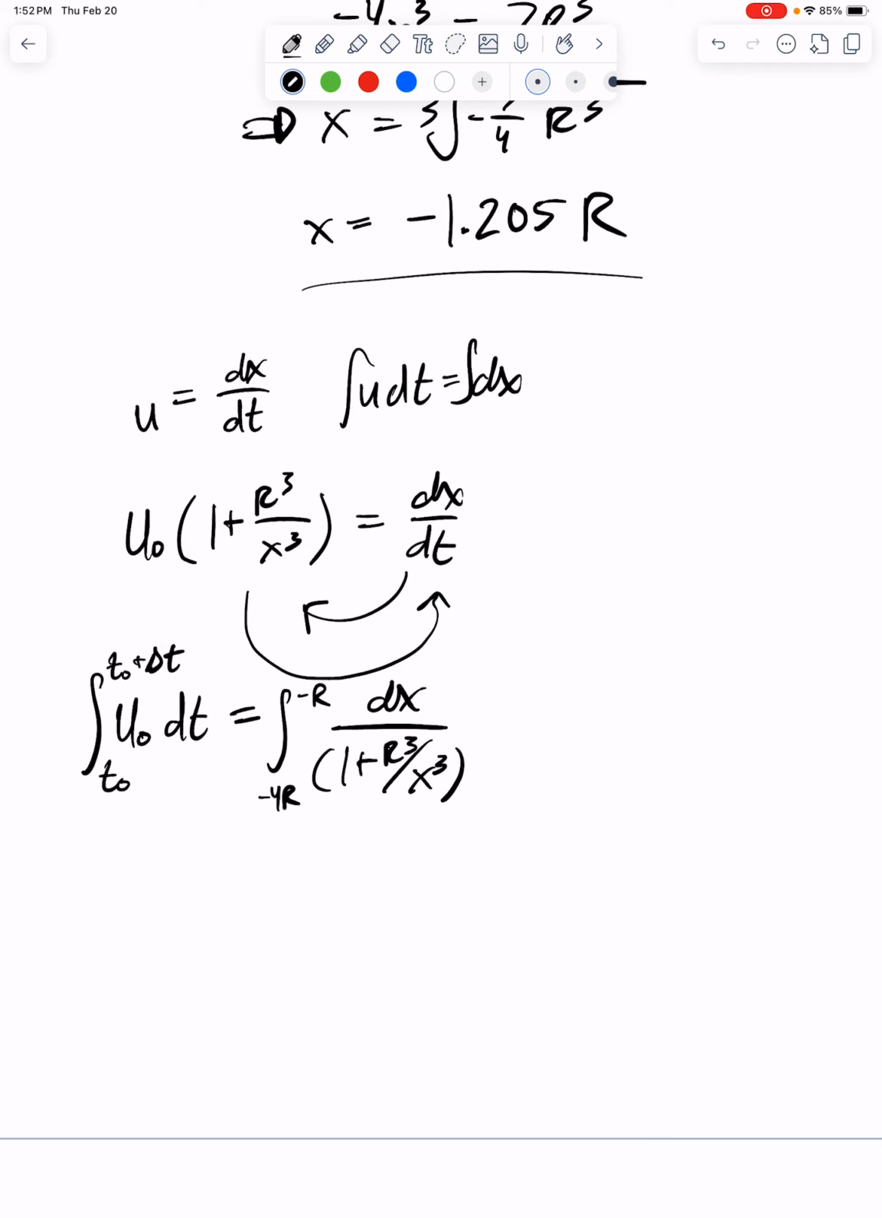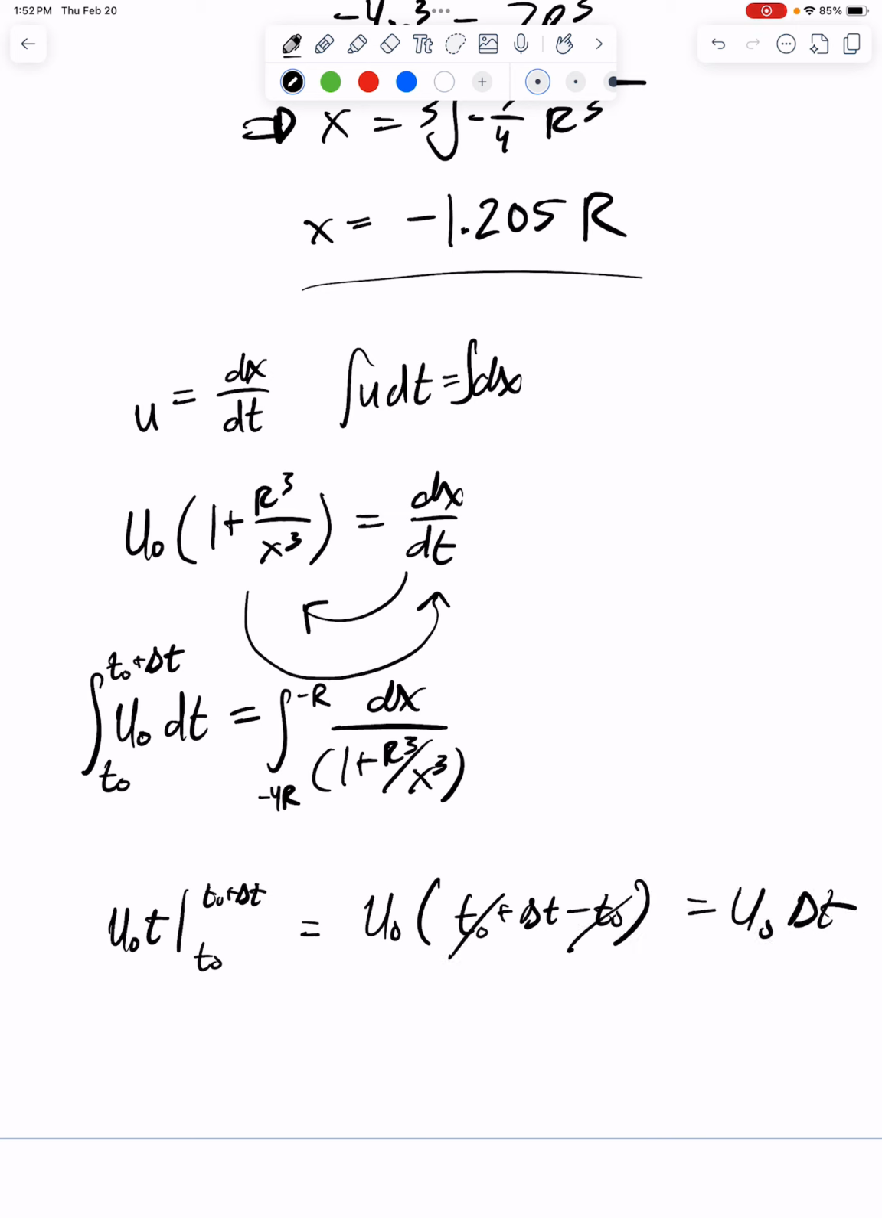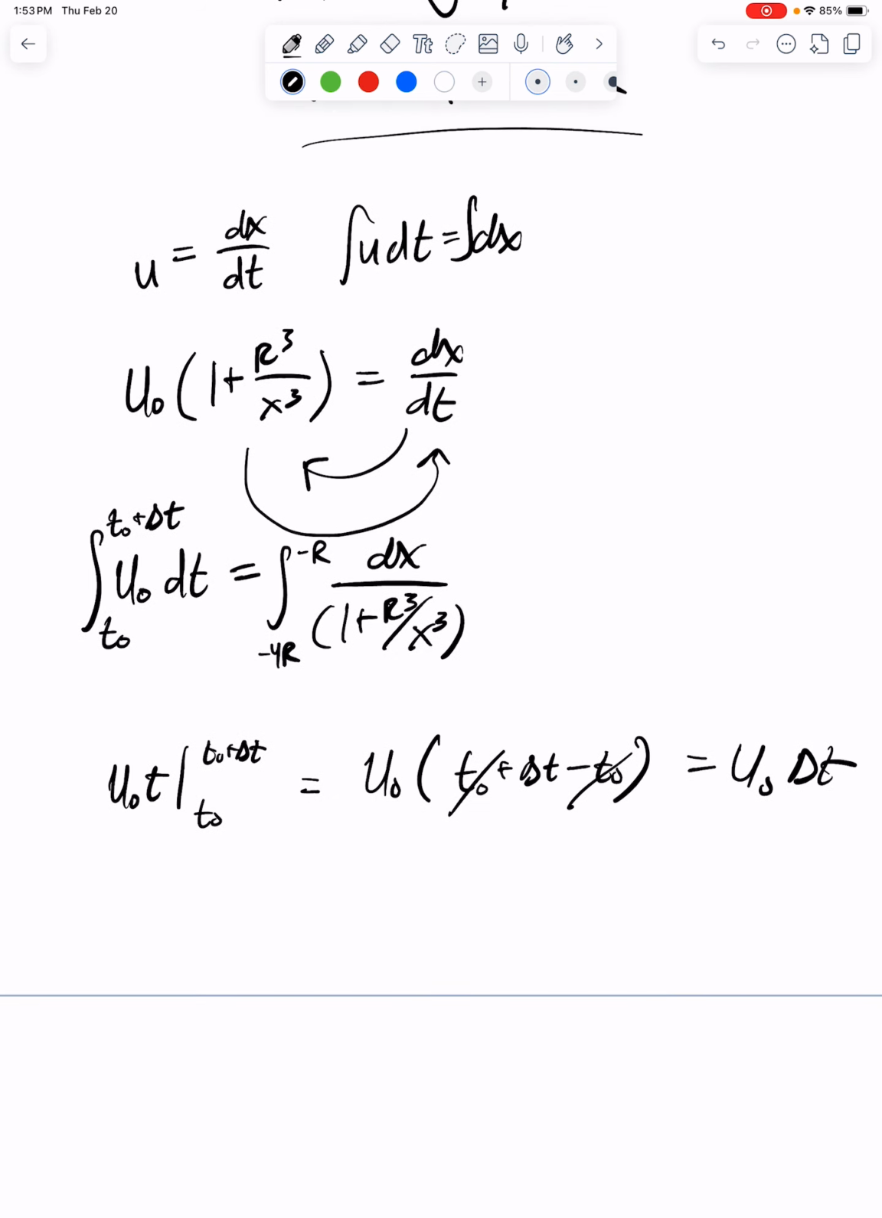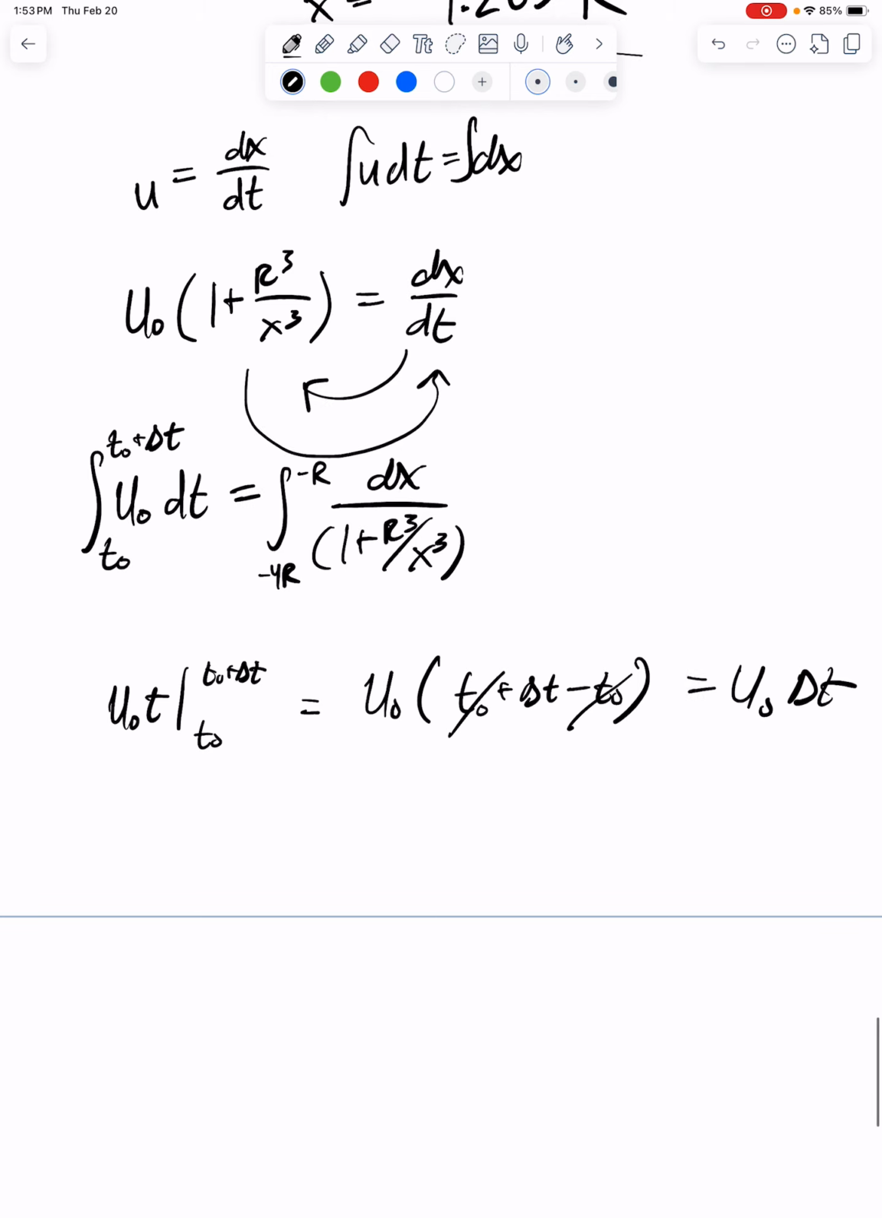I'm going to evaluate the left-hand side first because it's easier. The integral of u naught, because it's a constant, with dt just gives me u naught times t, which I then evaluate from t naught to t naught plus change in t, which gives me u naught times t naught plus change in t minus t naught. So I just get u naught times this change in t. That's the left side of the equation. If I integrate a constant, I just get the constant times the variable. That's the left-hand side. It's simple.